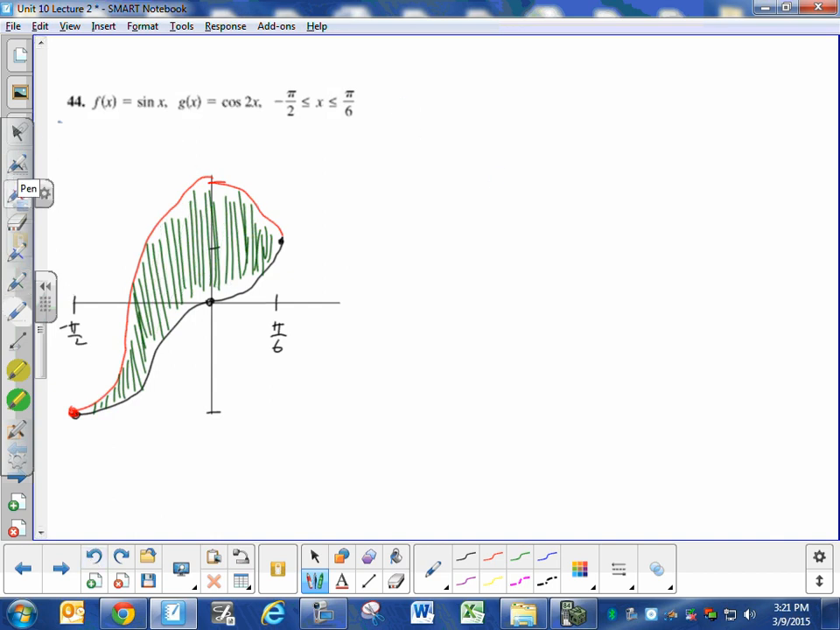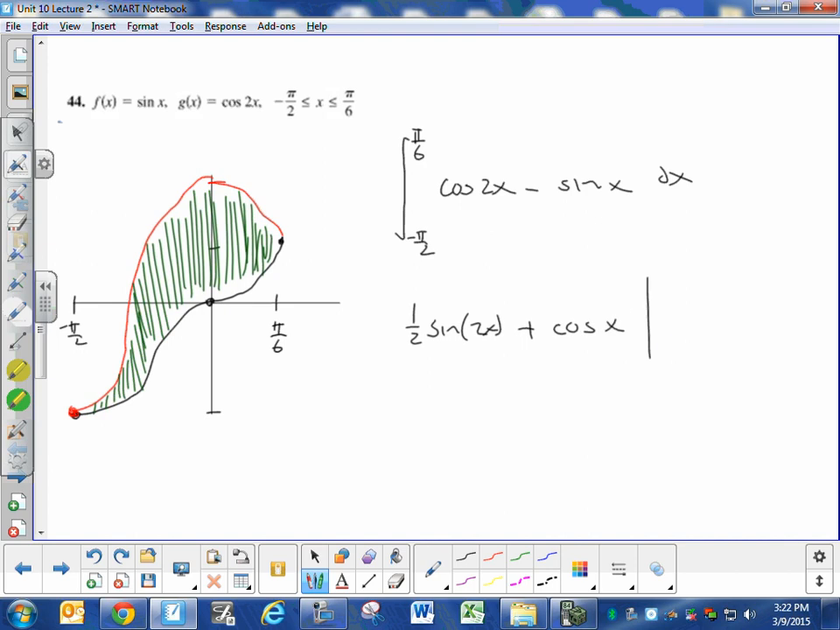So to find it, you would say, okay, we're just going to go from negative pi over 2 to pi over 6 of the top, which is cosine 2x minus sine x. Antiderivative of cosine 2x is 1 half sine 2x. Antiderivative of sine is negative cosine, so that'd be plus cosine. Find the change between negative pi over 2 and pi over 6.